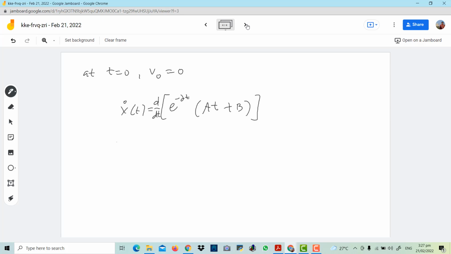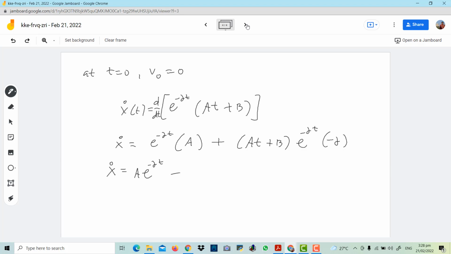So how do I solve this? It's easy. We have x dot equal to, using the product rule, e to the minus gamma t times the derivative of at plus b, that is a, plus at plus b times the derivative of e to the minus gamma t, which is e to the minus gamma t times minus gamma. Is this correct? So I have x dot equal to a e to the minus gamma t plus minus gamma at plus b, times e to the minus gamma t.